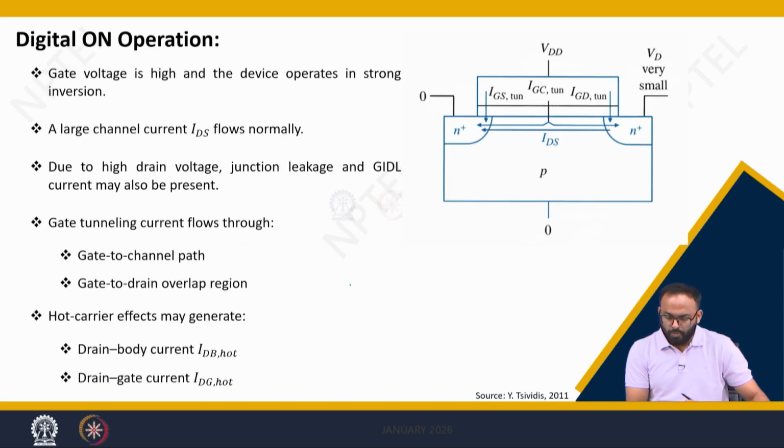So, let us see one by one what possible leakage components are present. This is a MOSFET where this is drain, this is source and this is gate.